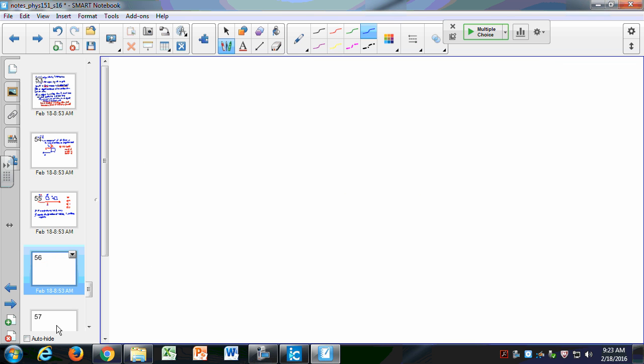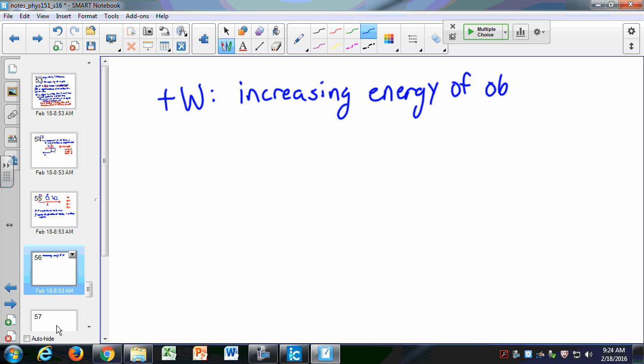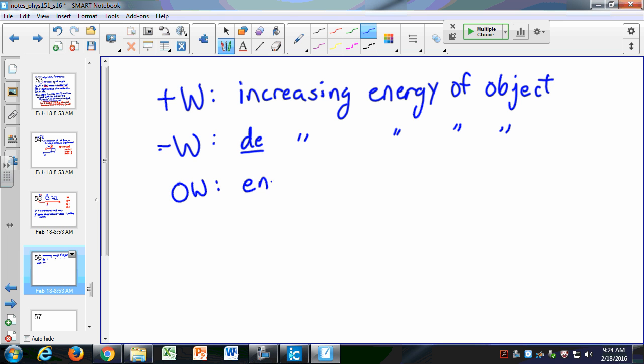Well, positive work means that I'm increasing the energy of the object. Negative work means that I'm decreasing the energy of the object. So decreasing, not increasing. And then zero work means that the energy of the object is constant, or the energy is unchanging.